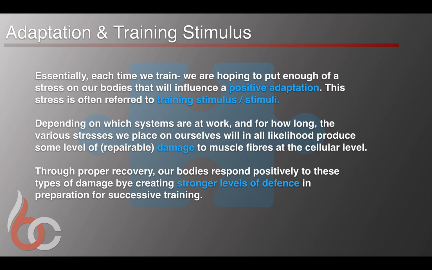All right, so when we talk about adapting to a training stimulus, we're really talking about what's happening at the cellular level. But when we look a few levels above that and generalize it a little bit, we're talking about the idea of stimulus and response. And what we're trying to do is put enough stress on our bodies to influence a positive adaptation. Okay, so this is a good type of stress.